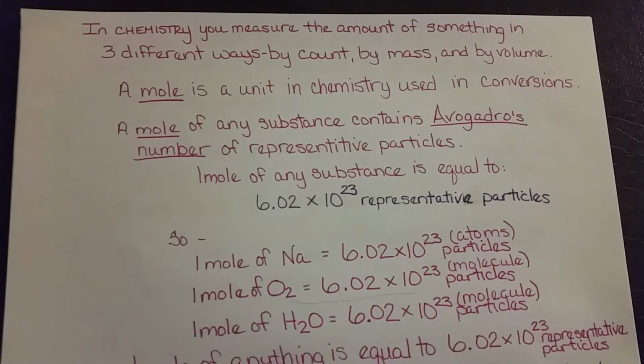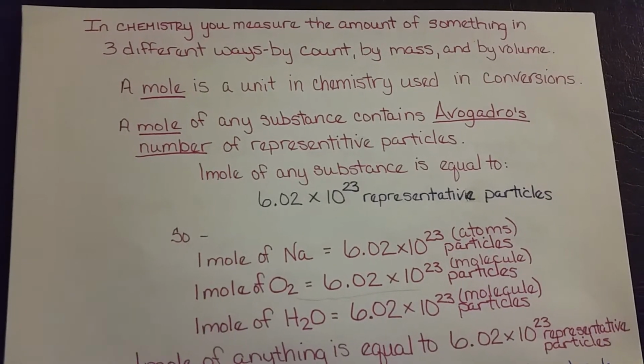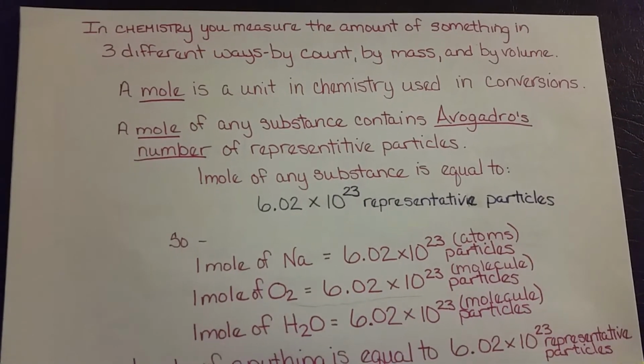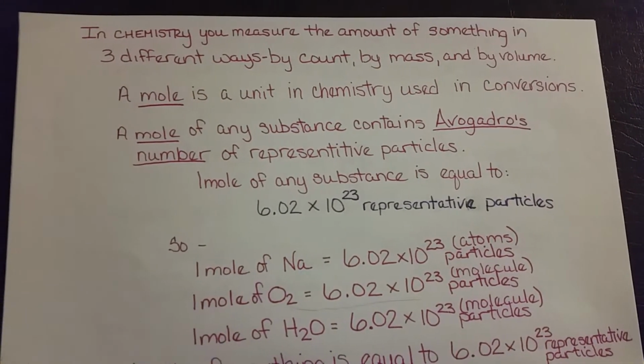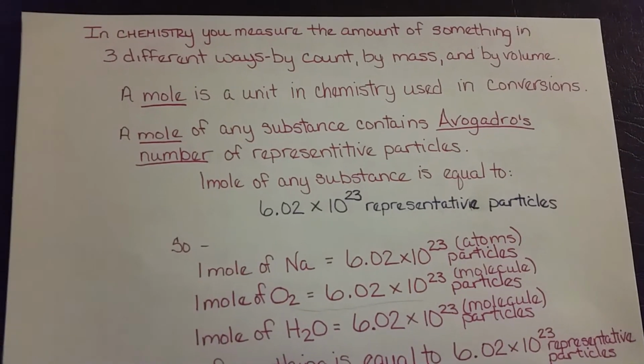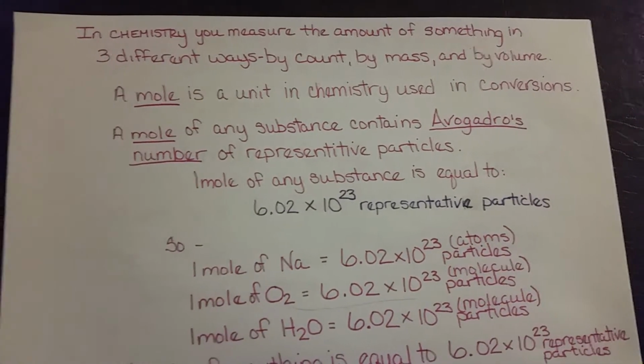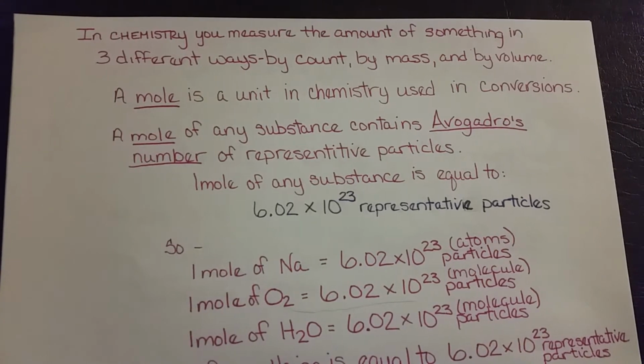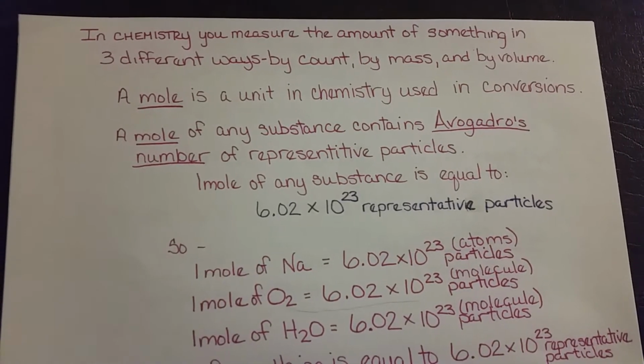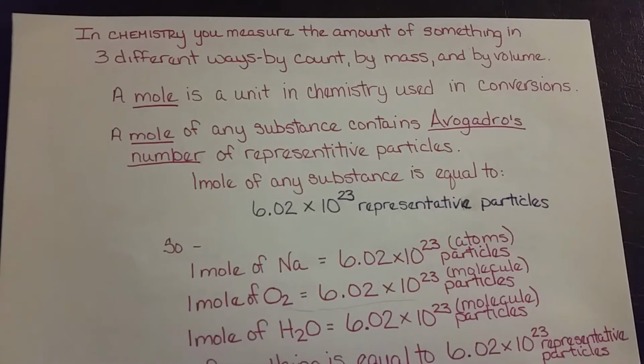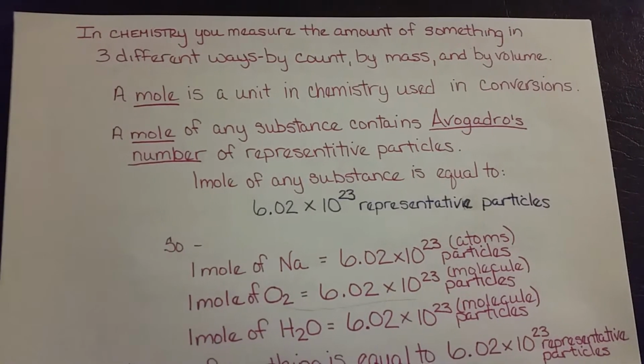We just started to talk about conversion factors before we closed. So a mole of any substance contains Avogadro's number. That's a huge number. It's 6.02 times 10 to the 23rd. So 6.02 followed by 21 zeros.